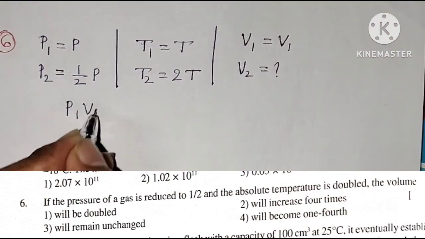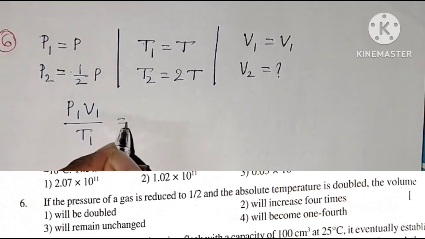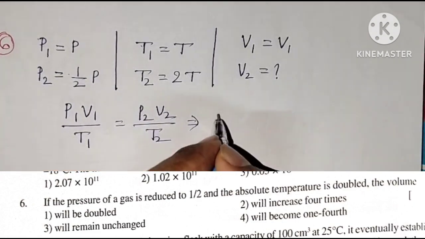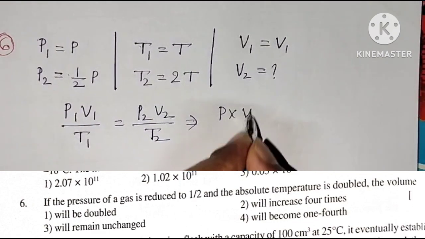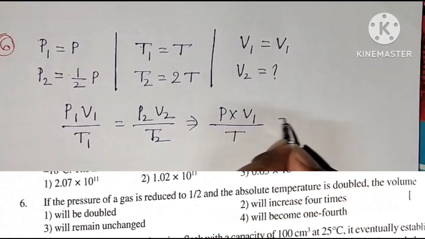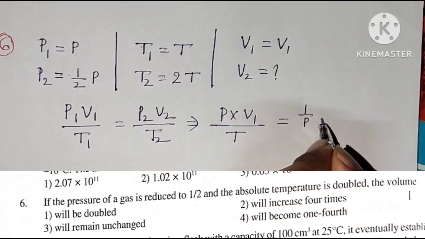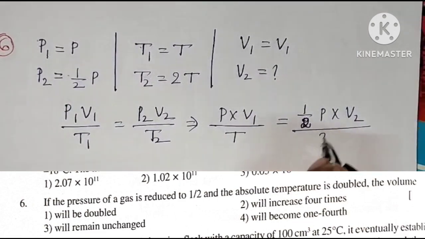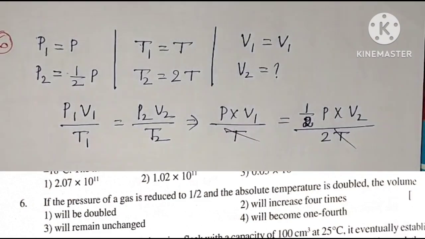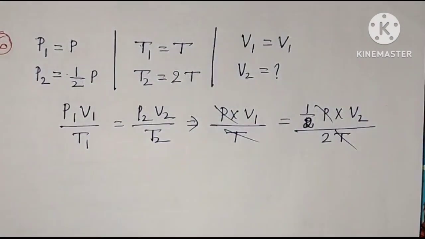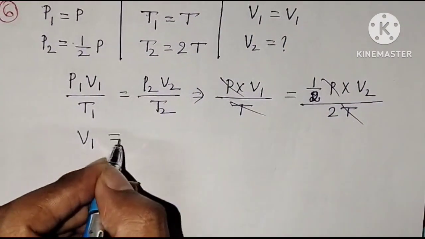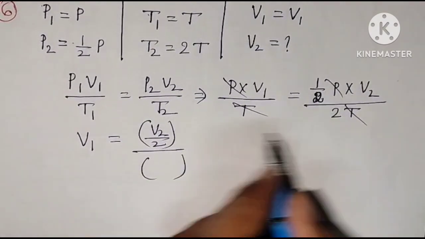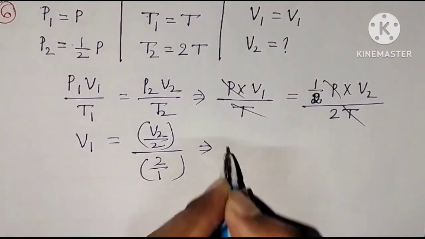Simply apply the ideal gas equation. P1 V1 by T1 is equal to P2 V2 by T2. So P1 is P, V1 is V1 and T1 is T. P2 is half of P, V2 by T2, 2 times T. T gets cancelled, P gets cancelled. Now V1 equals V2 by 2 whole divided by 2, which can be written as 2 by 1.